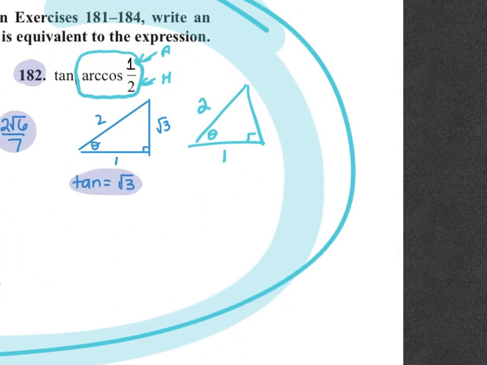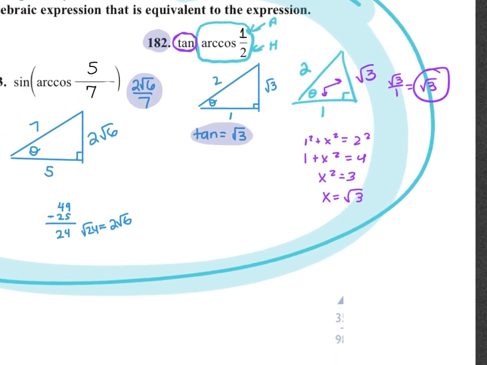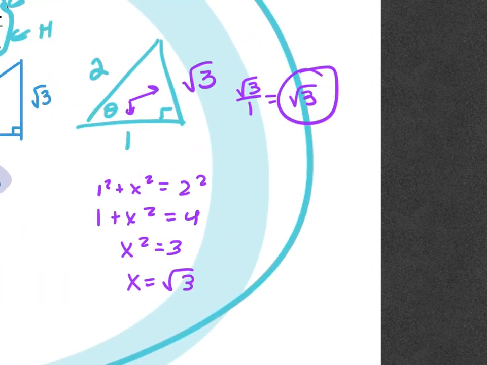This one is not a triple, so I have to do 1 squared plus x squared equals 2 squared. 1 plus x squared would equal 4. X squared would equal 3. And x equals the square root of 3. Now I have my complete triangle. So I go to the trig function on the outside, which is tangent. That's opposite over adjacent. Root 3 over 1, which is root 3. So if I'm going to write that in, it's square root SQRT 3.